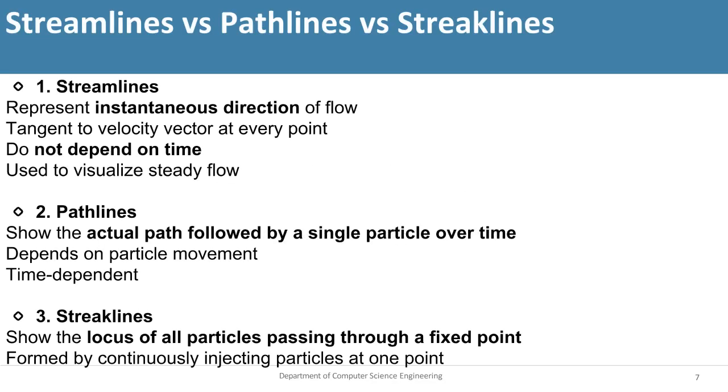There are three main ways to visualize flow data. Streamlines show the direction of flow at a particular instant. Pathlines show the actual path followed by a particle over time. Streaklines show particles passing through a fixed point. An important point is that in steady flow, all three are the same, but in unsteady flow, they are different.